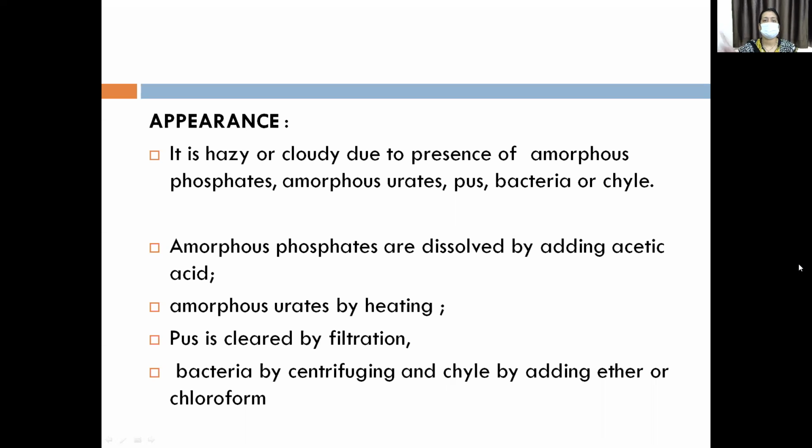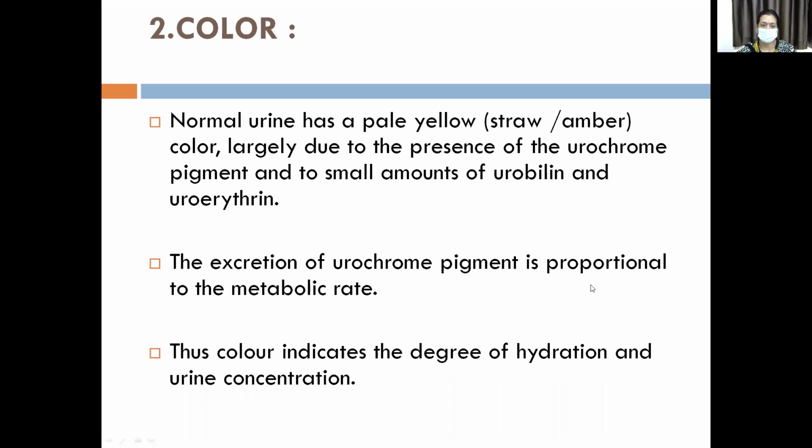Revolutions is the number of times it swings. After 15 to 20 minutes of revolutions, you see a proper sediment, you discard the supernatant. If it is pus, just filter it, then you know that it is pus. Amorphous urates, you heat it, you know it is urates. Then you add a little bit of acetic acid, and suddenly the turbidity, cloudiness or haziness is lost and the urine becomes clear, then it is amorphous phosphates.